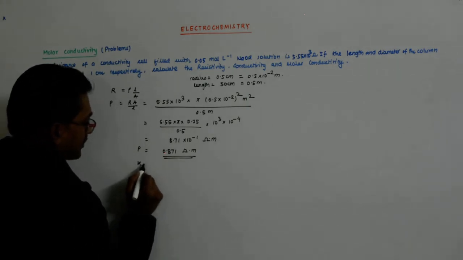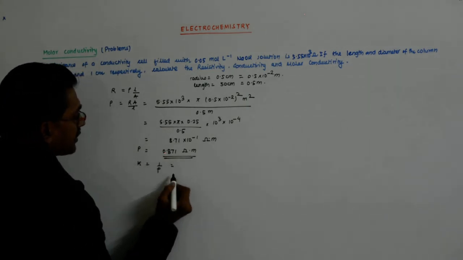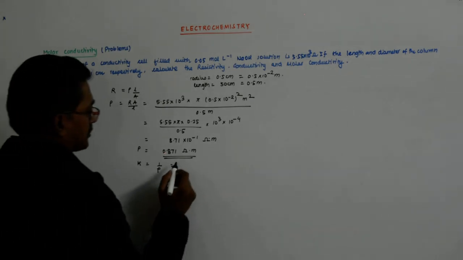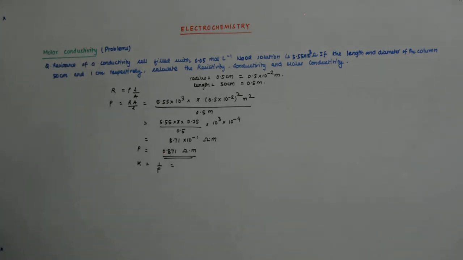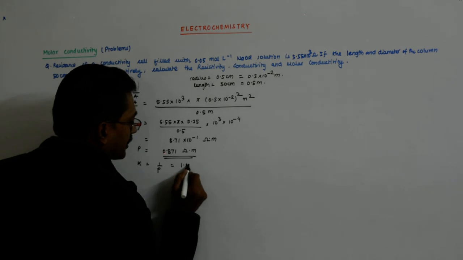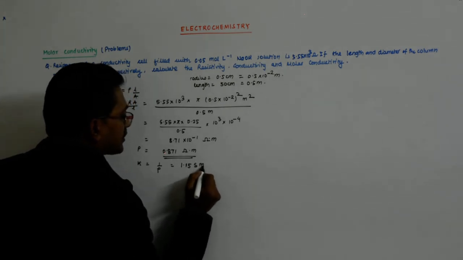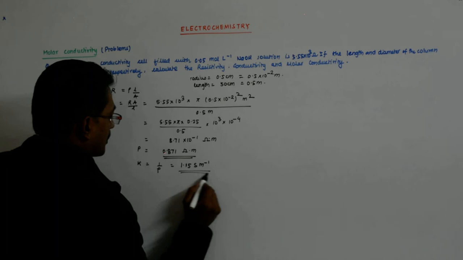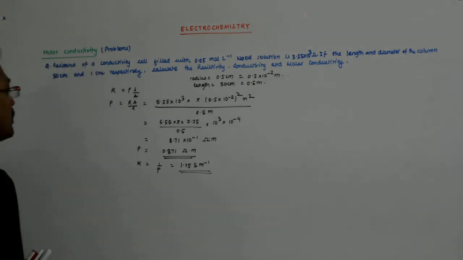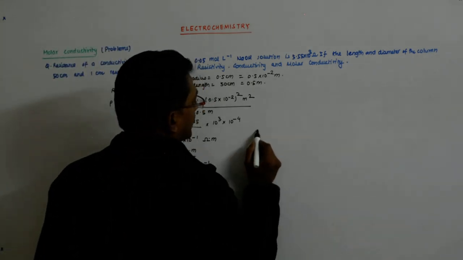Now the conductivity is the reciprocal of resistivity. So that gives you the reciprocal of this, right? So 1 upon 0.871 is 1.15 siemens per meter. That is your conductivity.